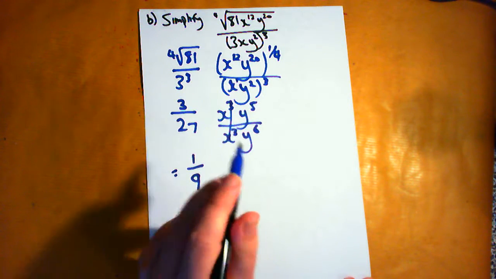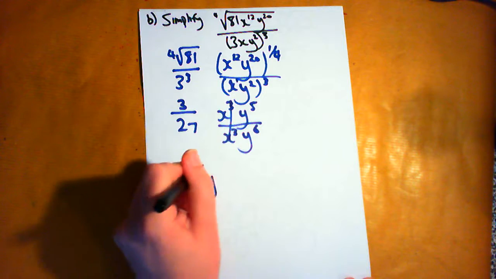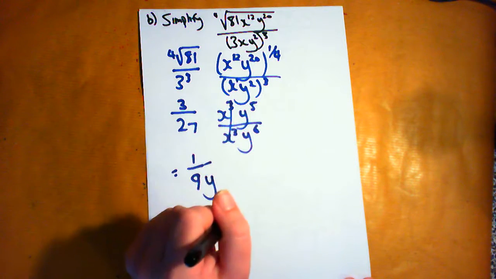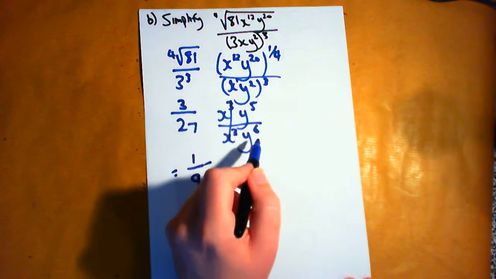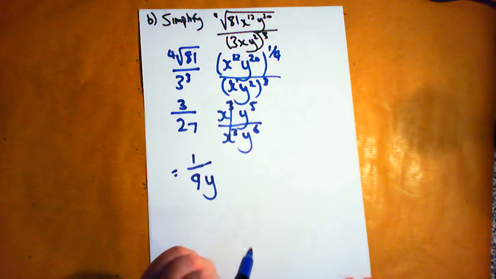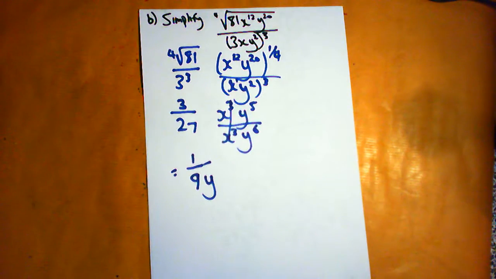And what about the y's? Where's the power biggest? That is on the bottom. And the power that's going to be on the bottom is the difference of the powers. 6 minus 5 is 1. So we get 1 over 9y there.